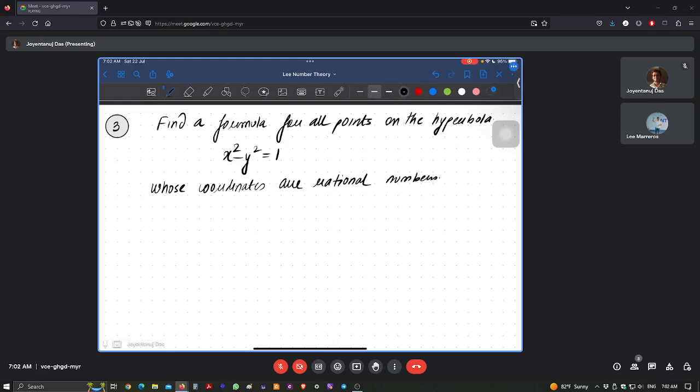Right. So I think more or less the same idea, right? You have to find a rational solution to the equation, and then take a rational slope, and then solve the thing, right? So what will be a particular solution to this equation? We have to find one solution first, right? What will be a solution?